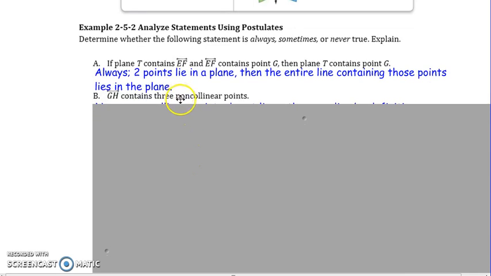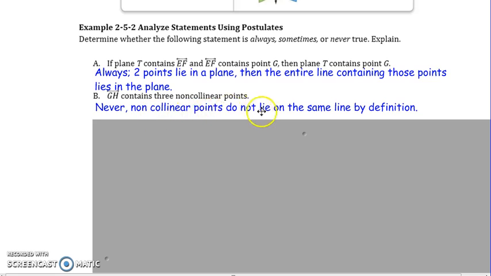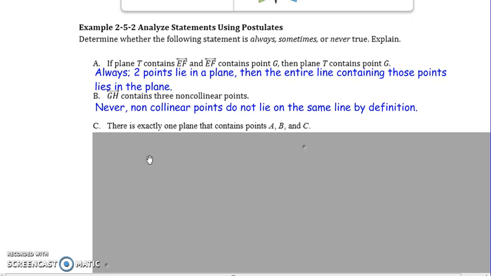What about this one? GH contains 3 non-collinear points. Does a line contain 3 non-collinear points? Never. Non-collinear points do not lie in the same line by definition. They have to be on the same line for them to make a line. There needs to be at least 2.